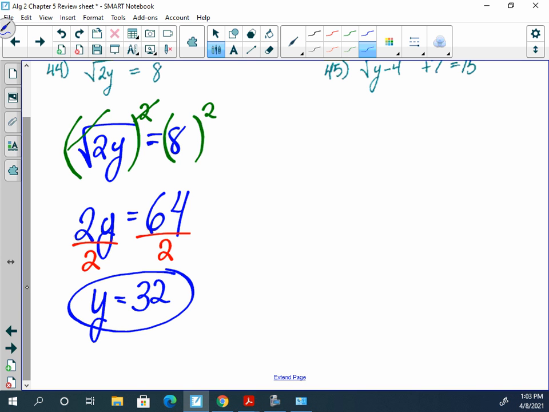Now, we only need to check it if the directions tell us to check our answer, because if it says to check your answer, you need to check it. There will be points assigned to it if it says it in the directions. Any other questions on 44? Any questions on 45?